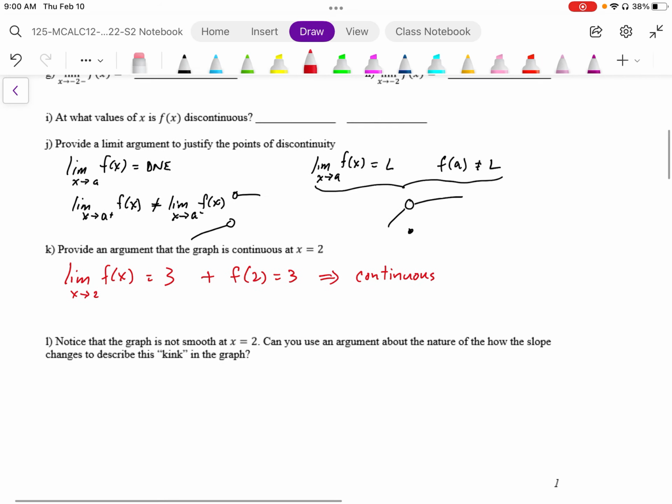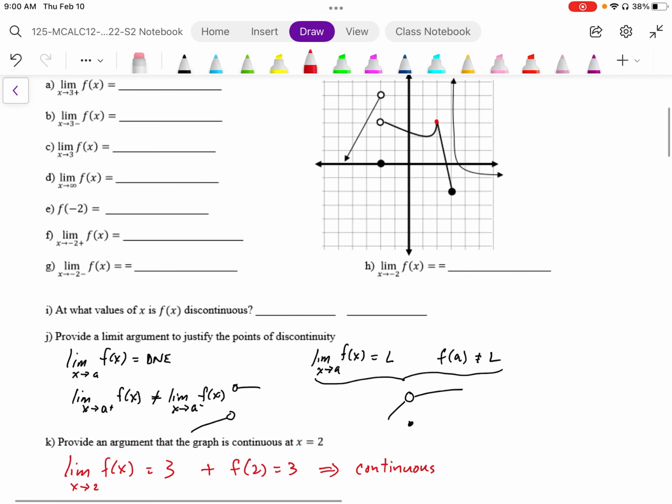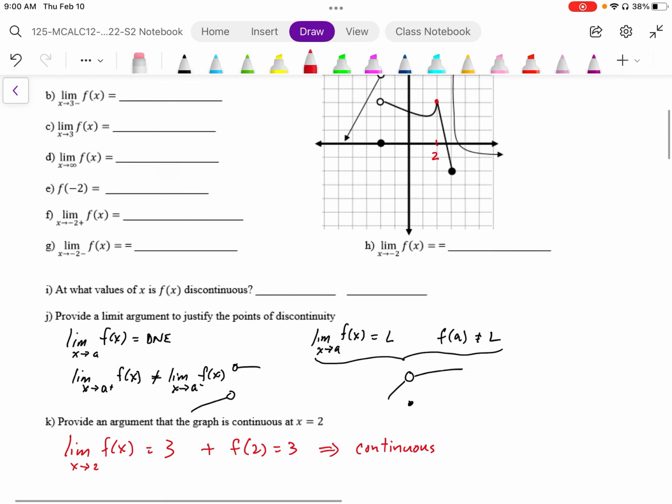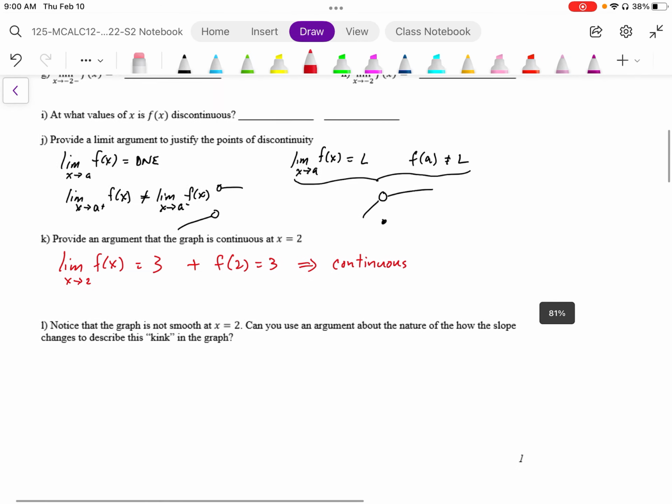Now, this graph is not smooth. It's got a kink at that same point at x equals 2. So how can I provide an argument for this? Well, the argument would be this. We would provide a slope argument here because what's happening is the slope is not smooth through there.